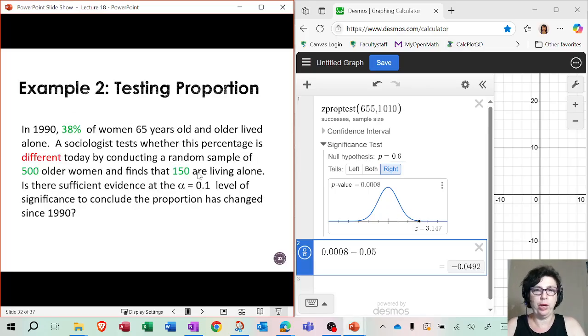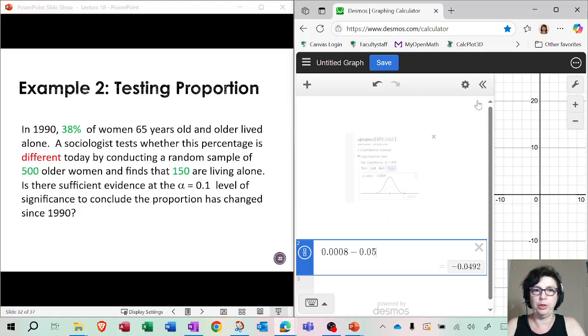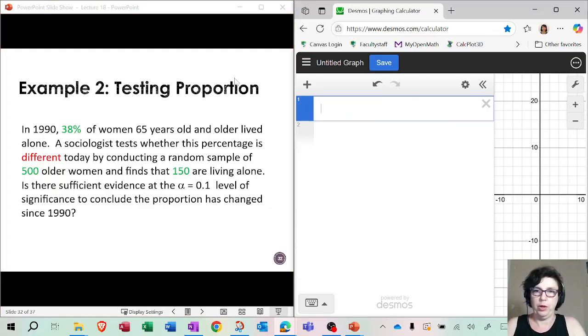Okay, so now let's look at one more example. This is example number 2. In example number 2, we have that in the 1990s, 38% of women 65 years and older lived alone. A sociologist tests whether this percentage is different today. You can see the clue word, different, which means it's going to be a two-tail test.